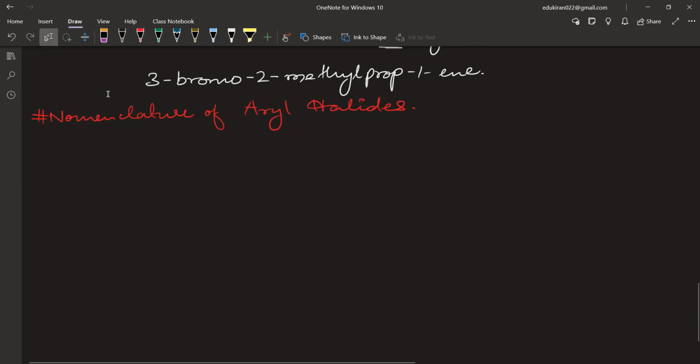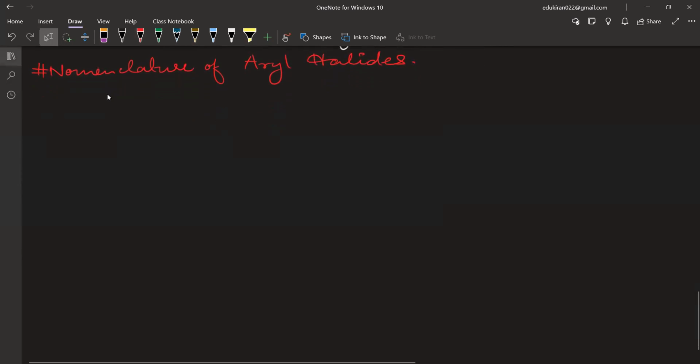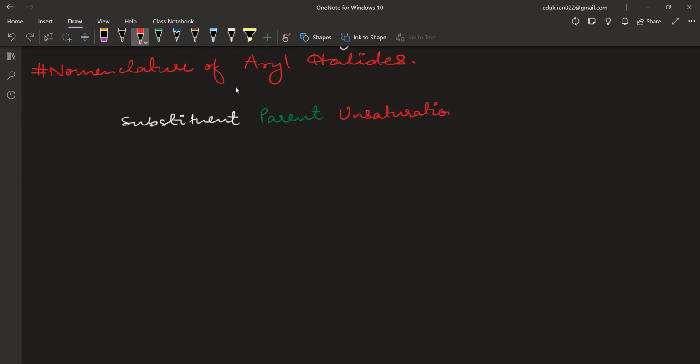Now, in the nomenclature of aryl halides, we all know that each and every IUPAC name will contain a substituent. Then we will have the parent. After the parent, there will be unsaturation. And after unsaturation, we have the functional group.